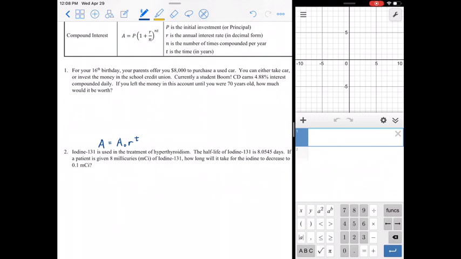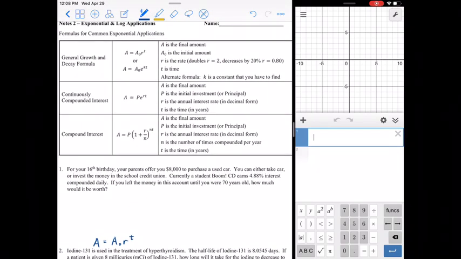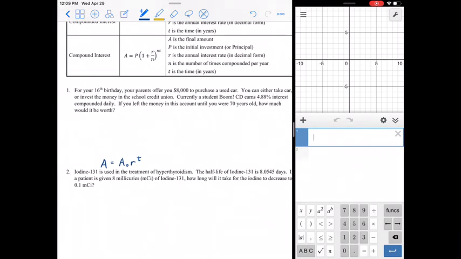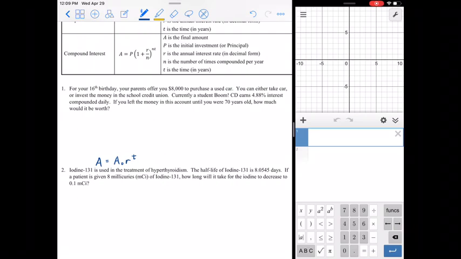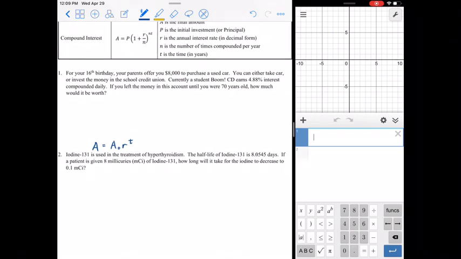So let's look at number 2. In number 2, we're not dealing with money or interest. So we're actually going to be looking at the first row of formulas for general growth and decay. And in this problem, we have the element iodine 131. It's used in the treatment of hyperthyroidism. The half-life of iodine 131 is 8.0545 days. If a patient is given 8 millicuries of iodine 131, how long will it take for the iodine to decrease to 0.1 MCI?